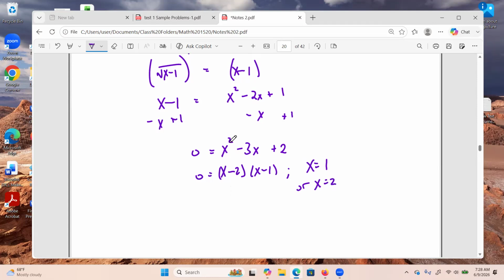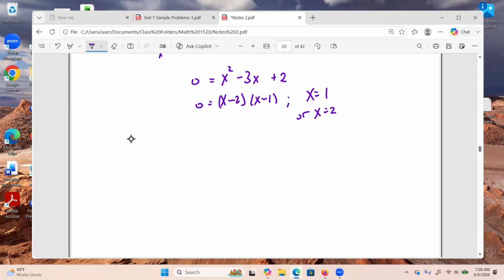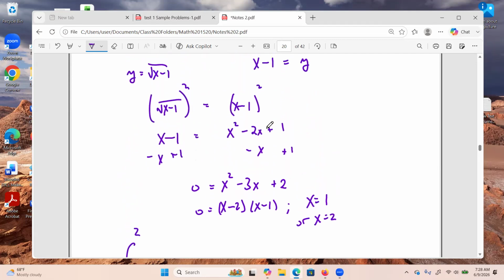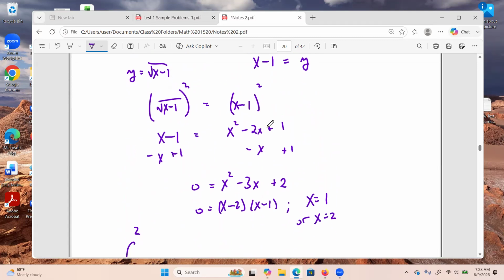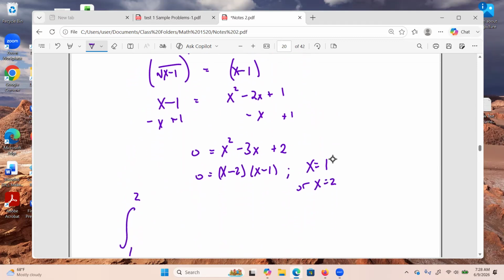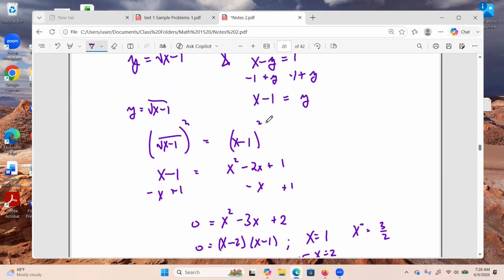All right? So when I'm setting up my integration, we're going to say this is going to go from 1 to 2. And then how do I know which one is going to be on top of the other one? Well, let's pick any point in between 1 and 2. You don't have to pick the average, but I did. So let's go ahead and do my x star to be 3/2, 1.5. And we'll plug it in and see which one is bigger.